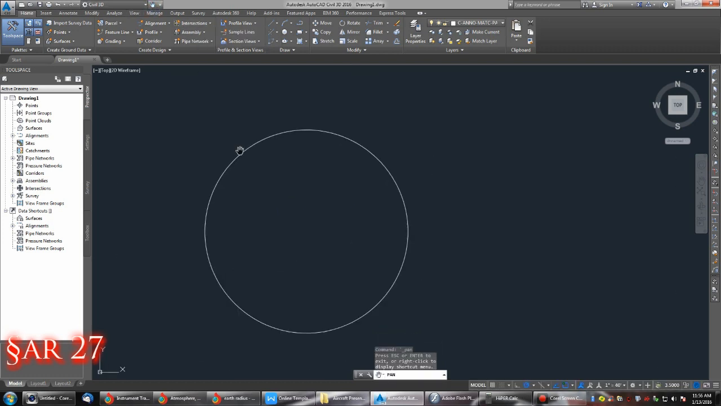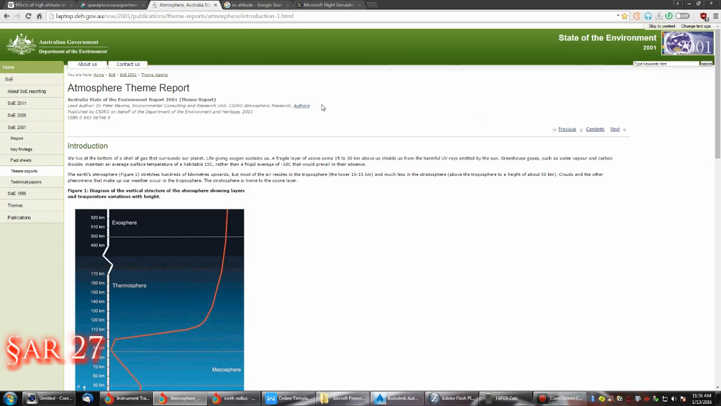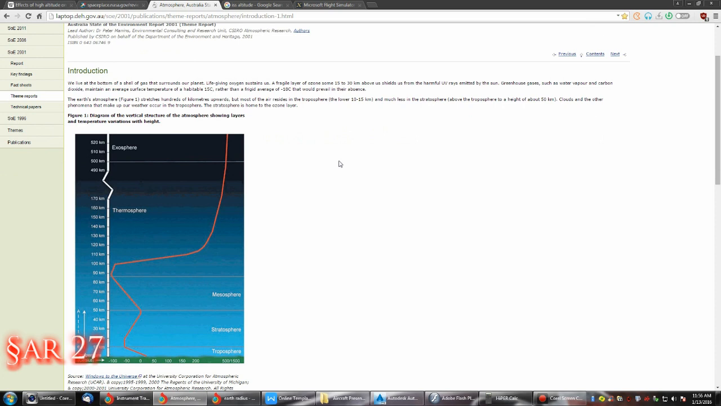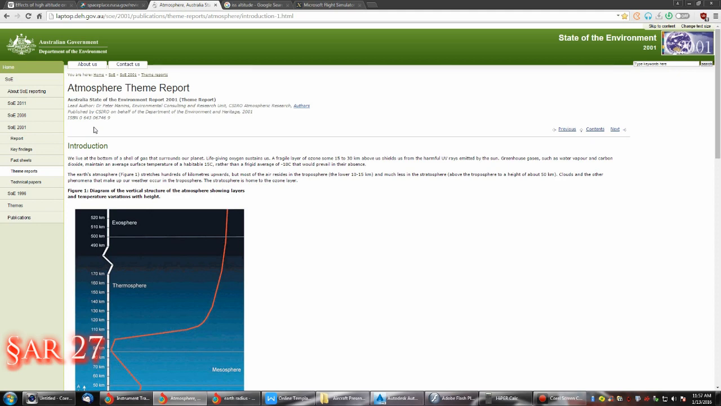Now, I'm also going to come over here to the Australian government atmosphere theme report. I am going to look at what they have here for data, because where the exosphere starts and the thermosphere ends really depends on who's making the diagram. It changes, from 550 kilometers to 500. There's various, they don't have any kind of actual agreement on what it is. They just put it on there, and I'm going to use this because it is on a government website.